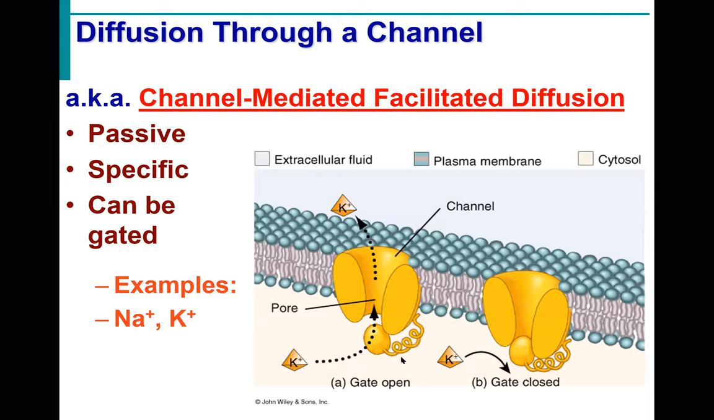And notice what happens is the ball of that ball and chain can wedge itself into the pore. Notice when it's in there, the pore is now closed, the channel is closed, and potassium can't flow through it anymore. So again, it's selective, and here we can see it's gated. It can be opened and it can be closed.